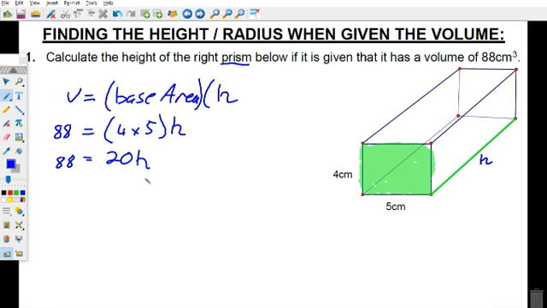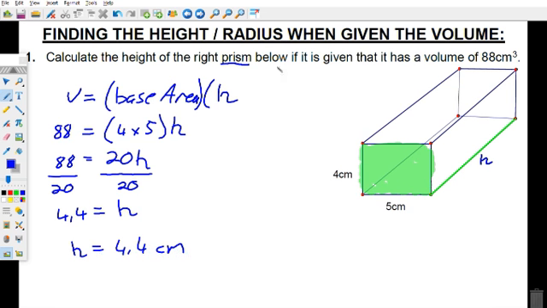How do we work that out? We're going to divide by 20 on both sides. So 88 divided by 20 is 4.4, which is equal to h. What's my final answer? I've missed something there. Centimeters. I have to give a unit. So my height is 4.4 centimeters. If you don't put the centimeters, you're going to lose marks because you're not putting in the unit. Okay, you get it. Easy example, first one.